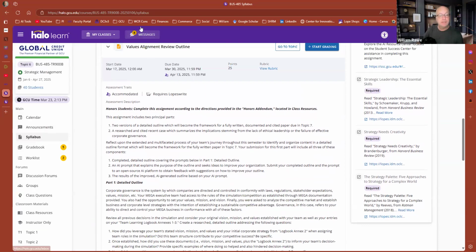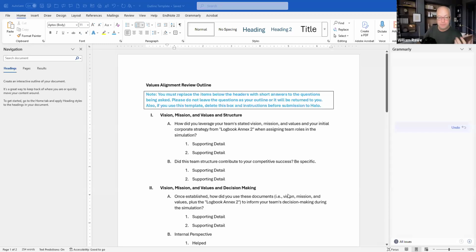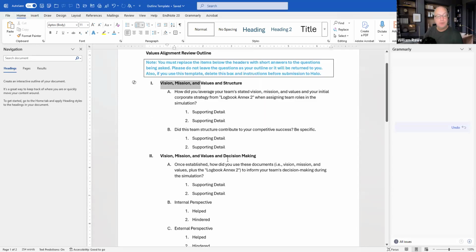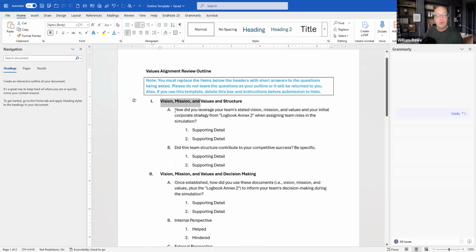Now, I'm going to stop sharing here for a second. And I'm going to share another document that I will post today. So this is a template that I've created for you. Now, up here is a note, and this template is to help you create an outline in an outline format. It says you must replace the items below the headers with short answers to the questions being asked. Don't leave the questions. So your headers are numbered Roman numerals 1, 2, 3, 4. And then I put the questions down here that you need to answer. You need to replace this question with a short one-sentence response summarizing your answers to the questions.